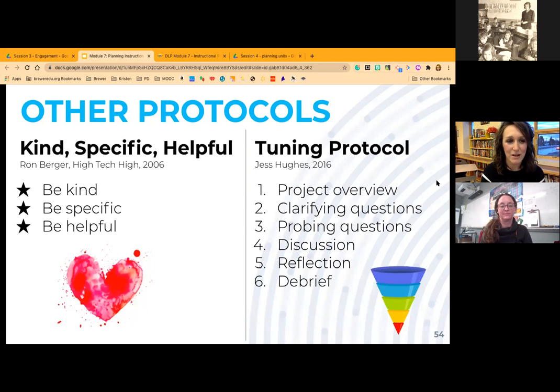This first one here is from Rumberger at High Tech High. It's very simple. It's for students to give a kind remark, a specific remark, and a helpful remark to their peers. While students are working, they can also use a tuning protocol from Jess Hughes. While they're working on a project, overview the project together, ask each other some clarifying questions, probe some questions, discuss, reflect, and debrief.